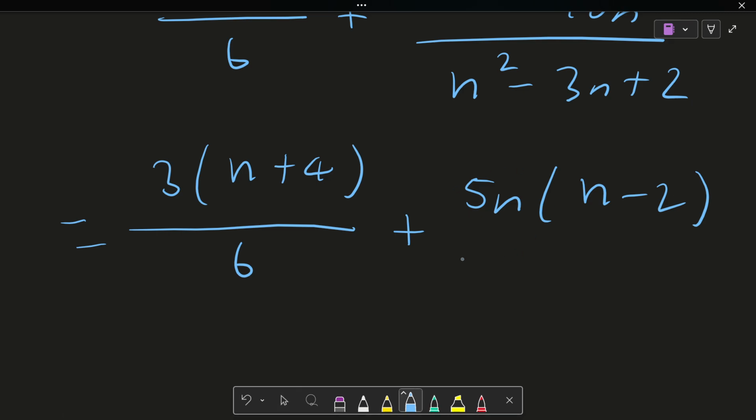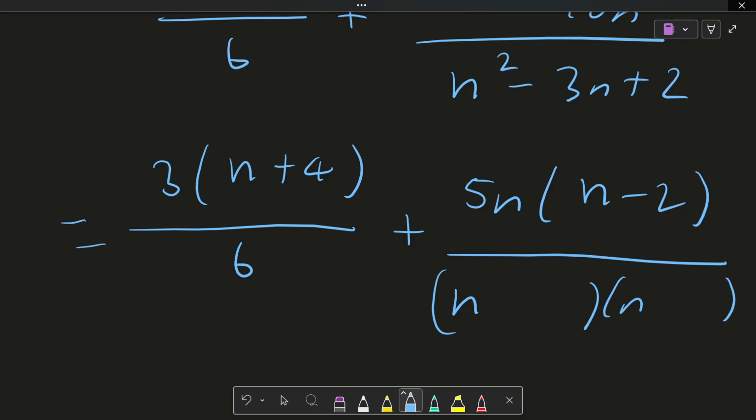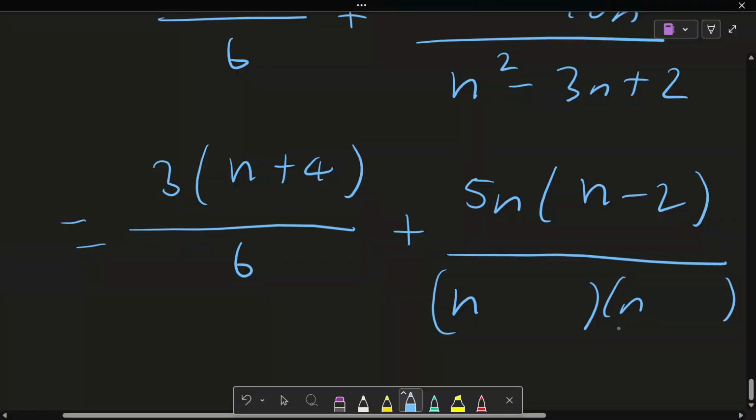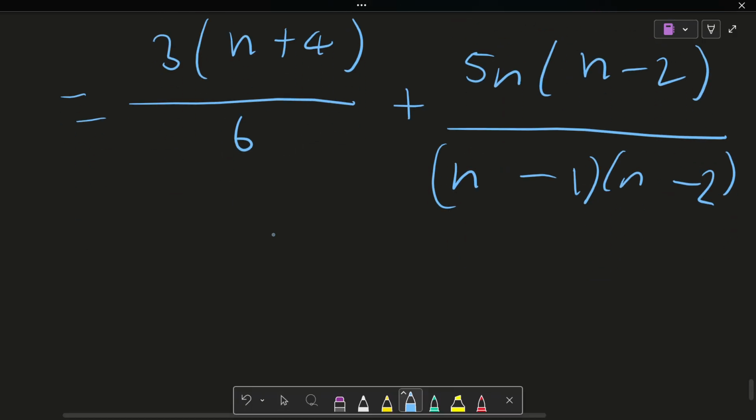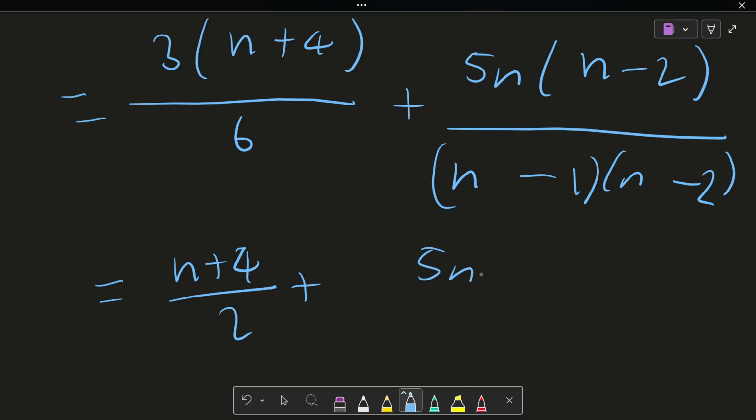Okay, this one we factorize the denominator, n minus 1 and n minus 2. So these two will become n plus 4 over 2, plus, these two can cancel off, so you get 5n over n minus 1.